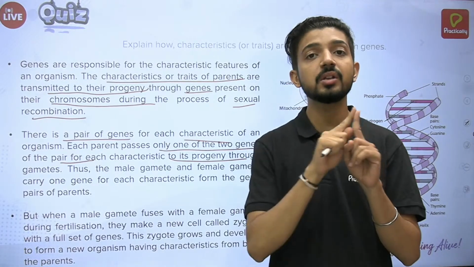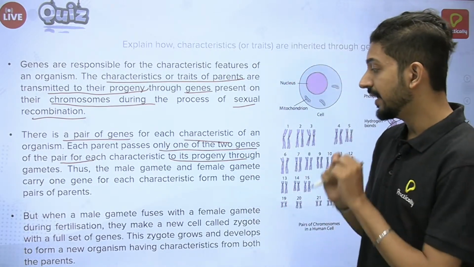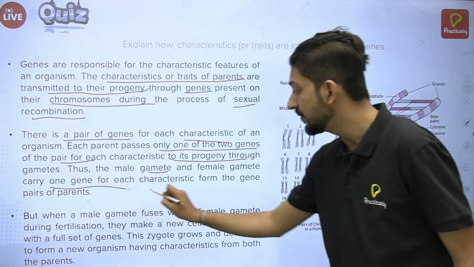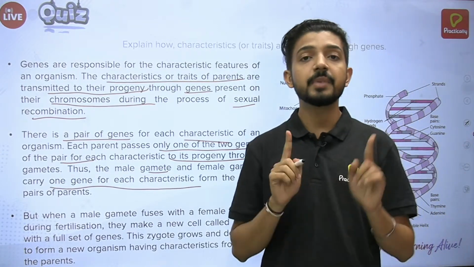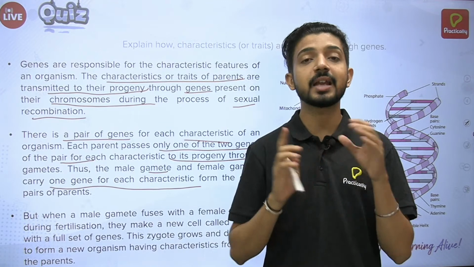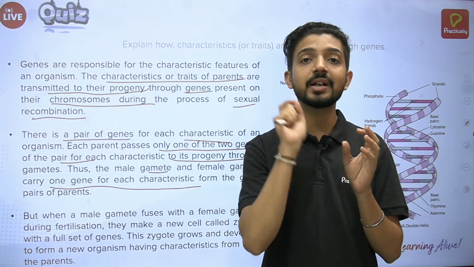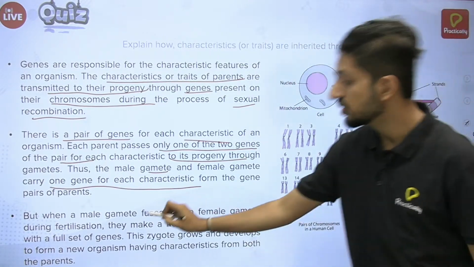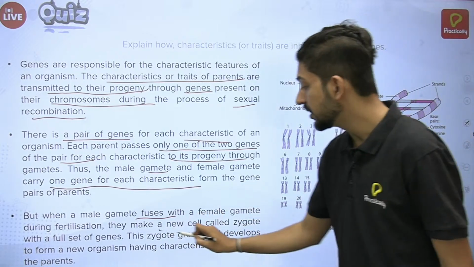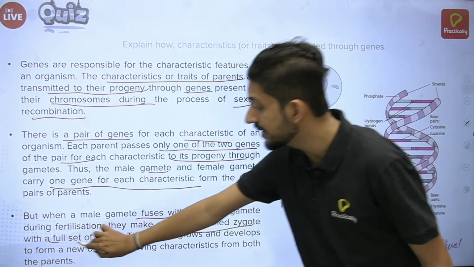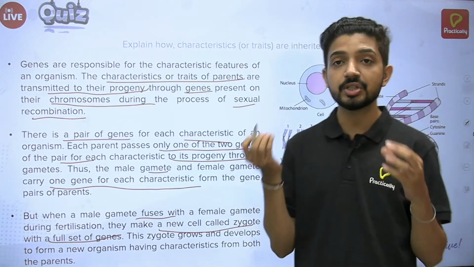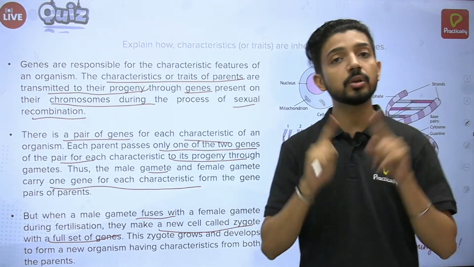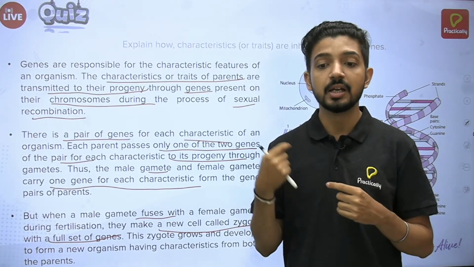From each parent only one gene is going to come, and that's why both male and female gametes carry only one gene for each characteristic. Mentioning this point is important: the gametes are haploid and carry only one set of chromosomes, which are further going to fuse. When they fuse, they make a new cell called zygote with a full set of genes, which has the genes coming from both the parents. That is how the traits are inherited from both the parents. You have to explain this in your own words.